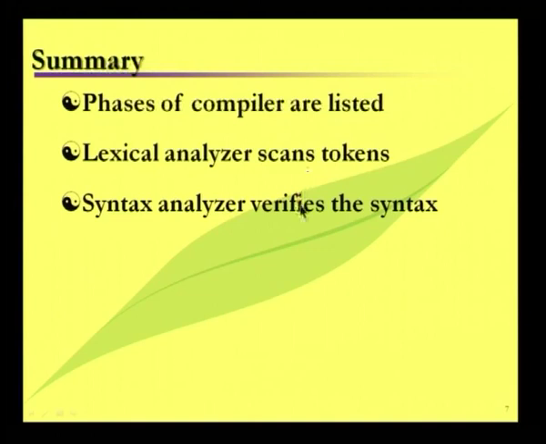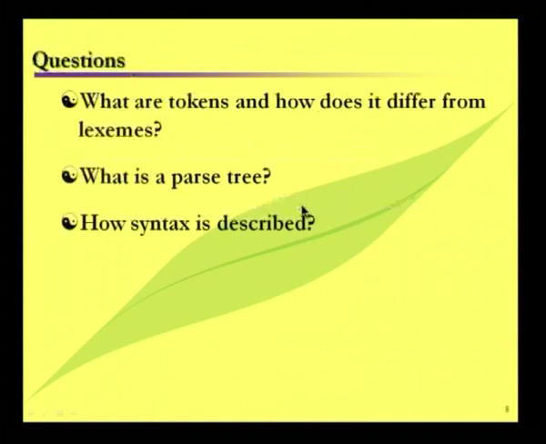From the questions component, one important question is what a token is and what a lexeme is, and how you differentiate them. What is a parse tree, what is a regular expression, how are the syntaxes described, that is, how is the grammar written, and how do we come up with the derivation tree? How are errors handled? Those are the possible questions, and the remaining phases, like the intermediate code generator, code optimization, and the code generation phase, we will continue in the next class.